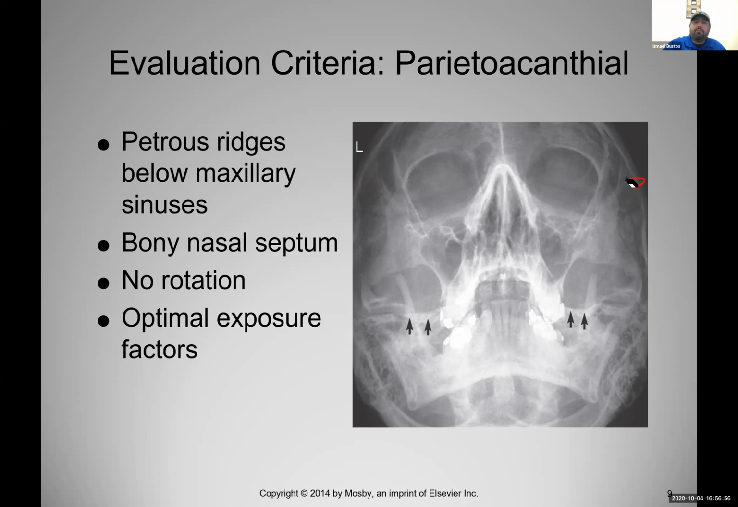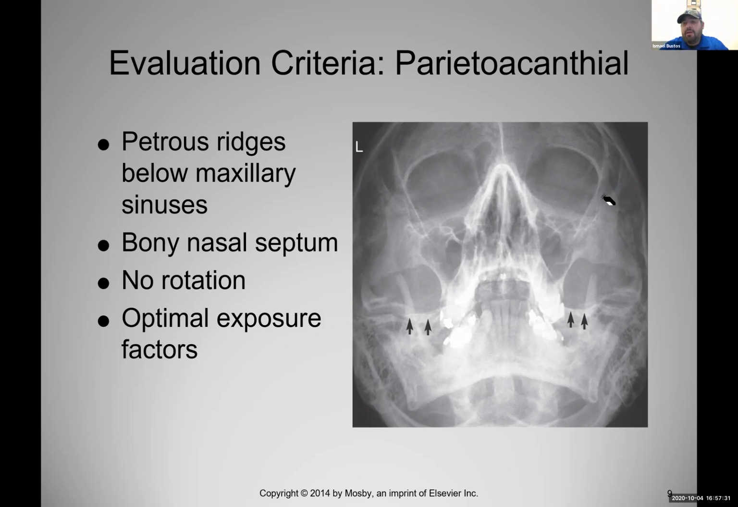So again, for review, for this Waters projection, raise the chin and put it on the image receptor. Try to get the MML, which is the mentomeatal line from the chin to the EAM, perpendicular to the image receptor. That'll help you form a 37-degree angle between the IR and the OML. If you have that 37-degree angle between the OML and the IR, then you have the petrous ridges below the maxillary sinuses. The higher that angle is, the higher those ridges are going to go up towards the maxillary sinuses.